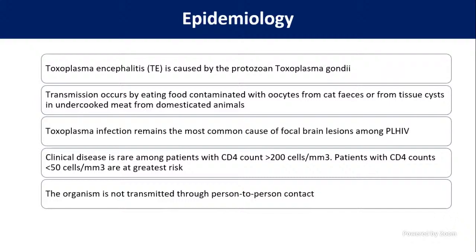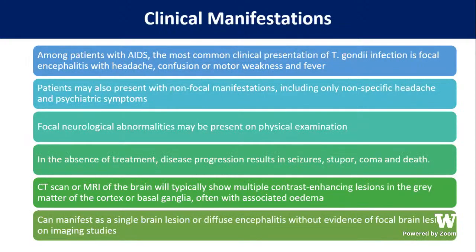Next slide. It presents as a focal cerebral syndrome. So it presents with headache, confusion, focal deficits, and or fever sometimes. Patients may also sometimes present with non-focal manifestations because of the encephalitis, and can present with neuropsychiatric manifestations and non-specific headache. On examination, there may be focal neurological deficits. It can result in seizures, stupor, coma, and death if untreated and undiagnosed.